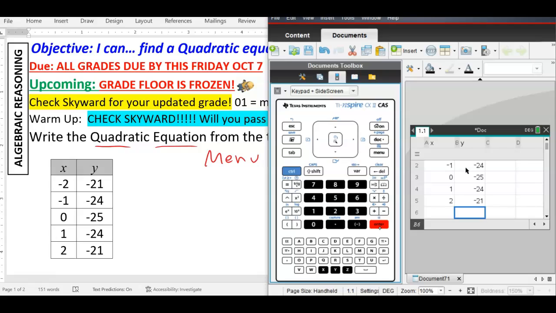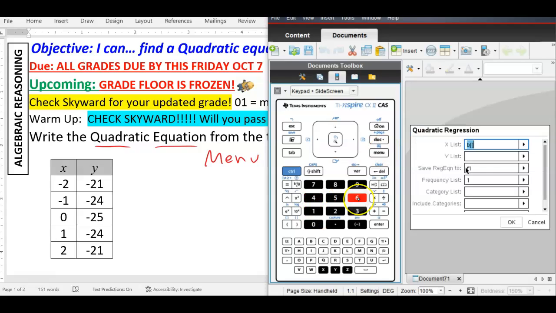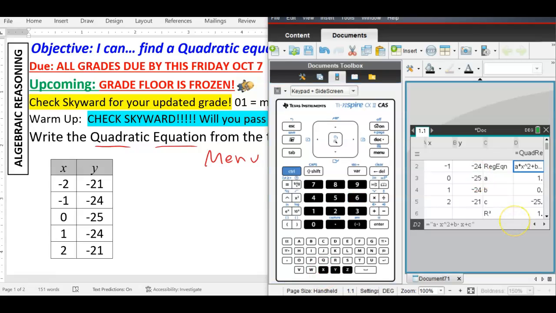Is everyone looking up here? Hey, hey, hey, hey. Look up here. You got your table, you put it in, you press menu 416. X for X, Y for Y.